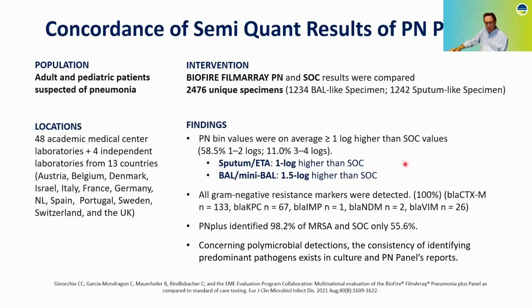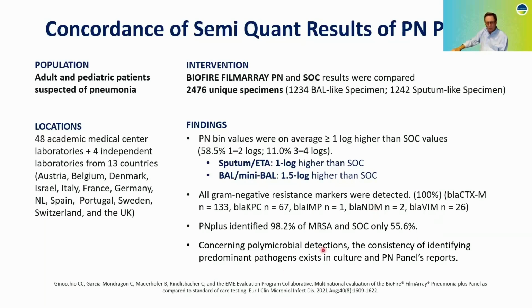All the resistance determinants in this particular study were detected, and you can see we have a lot of CTX-M, which is ESBLs. We have a lot of KPCs. We have some IMPs. We have only 2 New Delhi metallo-beta-lactamases. I tell those of you in India, that's going to be a lot higher where you live. It's getting higher where I live. And then looking at MRSA, it detects almost all the MRSA.